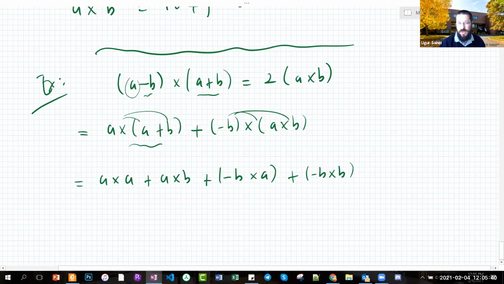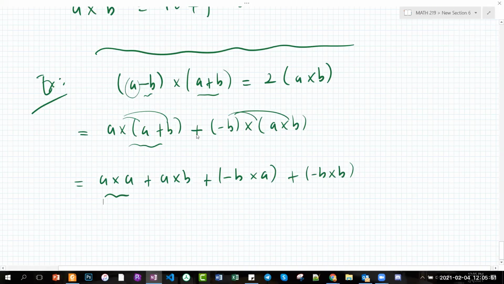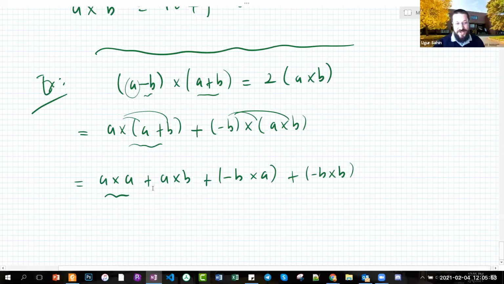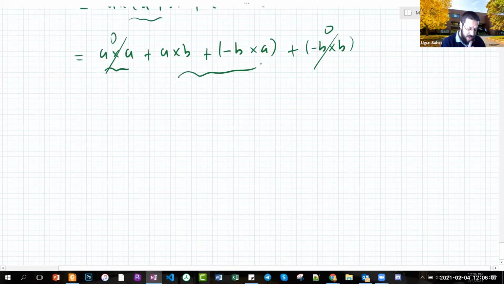But now I need your help. What is A times A? 0. Do you all agree, guys? Thank you, Sam. So this is 0 because they are parallel to each other. And then B times B is also 0. So what am I going to do with this? So now, is this 0?